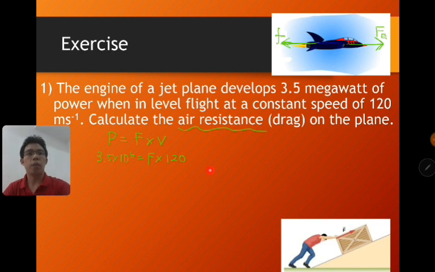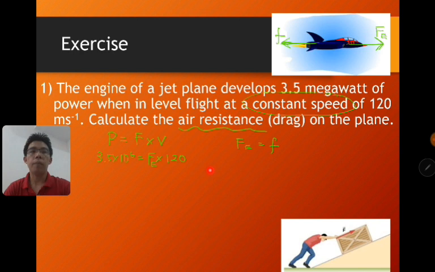Remember, when it moves at constant speed, acceleration is 0, and therefore the forward force equals the backward force, producing a 0 resultant force. Therefore we can say that the forward force by the engine is balanced by the air resistance, and therefore the air resistance will have the same value as your engine force here.